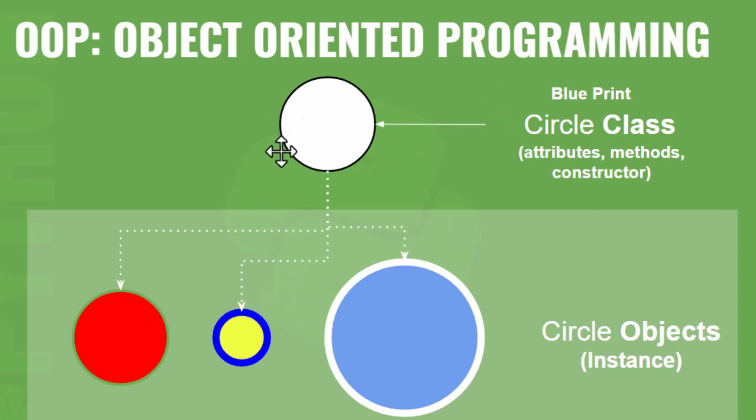With this basic circle class, which has attributes and methods and a constructor, we can make a red circle. We can make a red circle with a green border. We can make a yellow circle with a thick blue border, and we can make many other combinations of this. That's the general idea behind object-oriented programming.